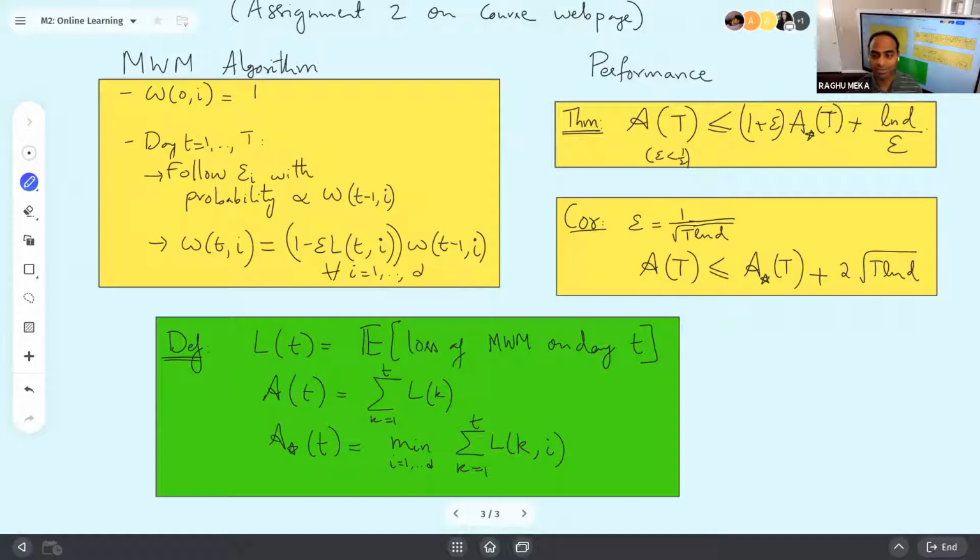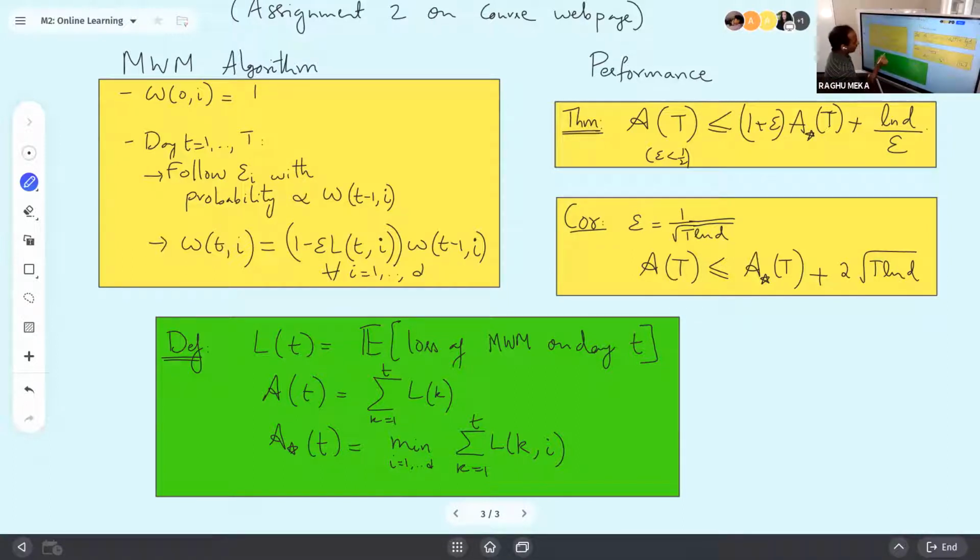I think this was a point that was made towards the end of the last lecture, and this is an important distinction: the only randomness is in the prediction. The weights evolve in a deterministic way. So whenever an expert makes a mistake, their weight gets penalized. That's it. And our performance is the one which is randomized.